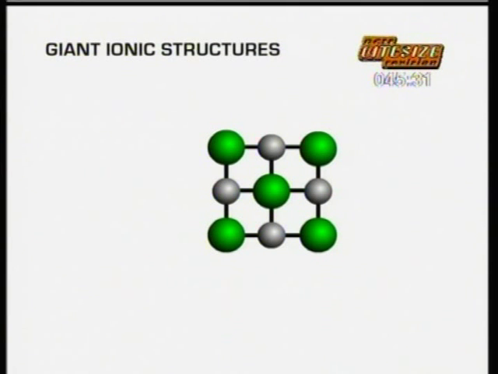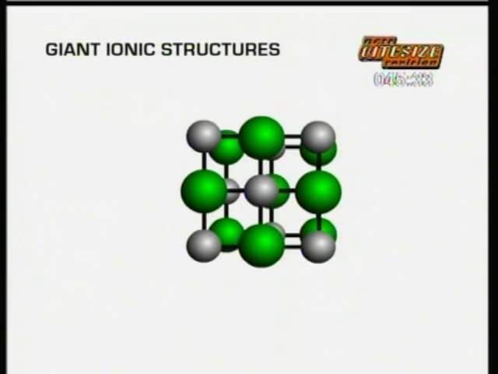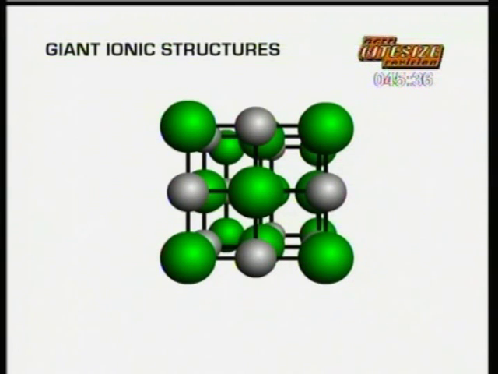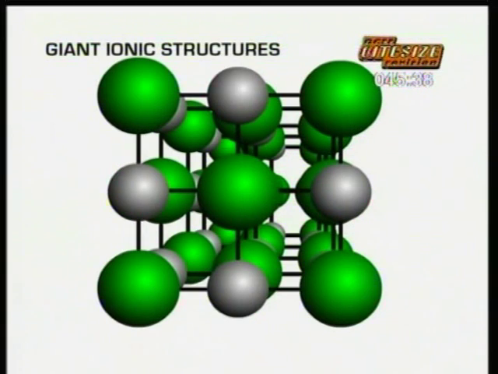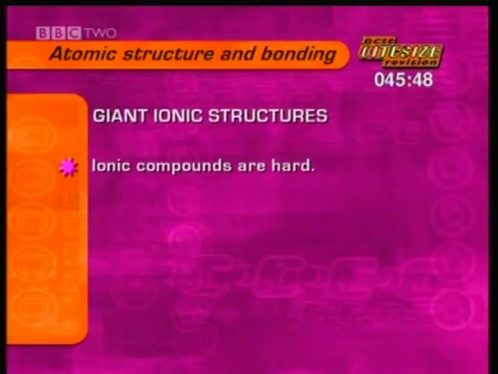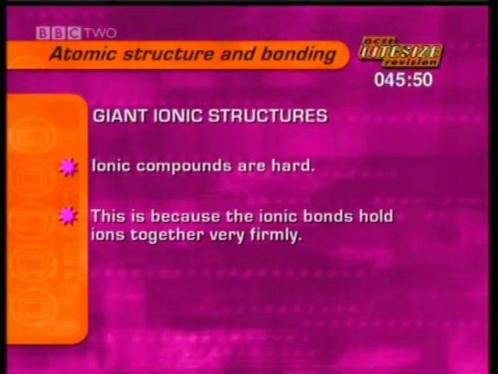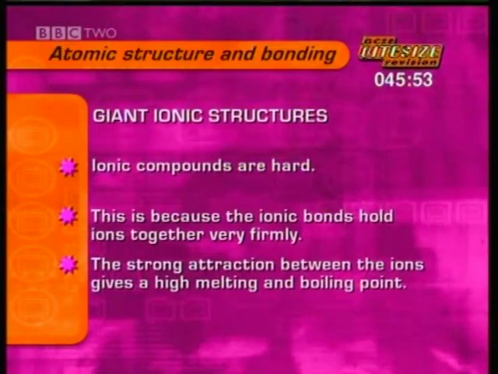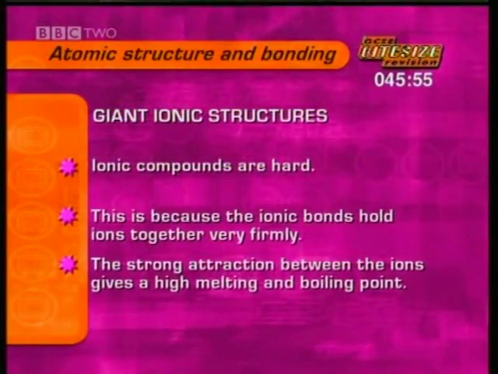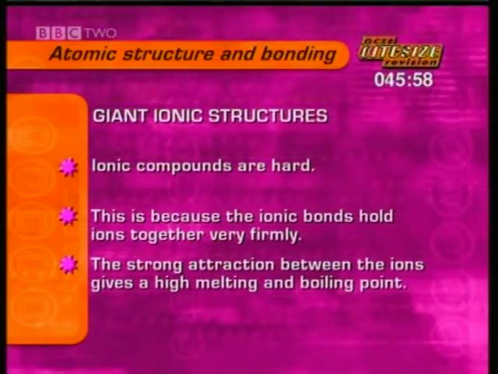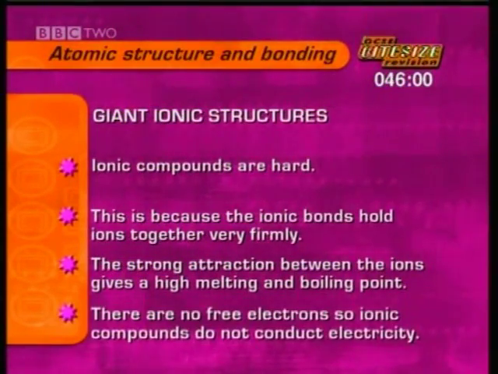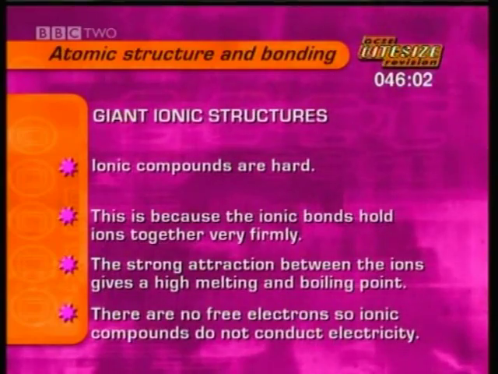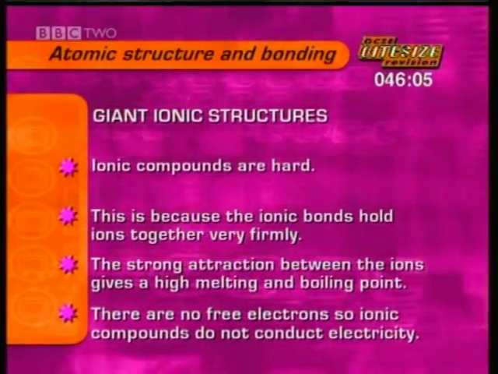This is the atomic structure of sodium chloride, with the sodium and chlorine atoms arranged in a regular pattern. The regular pattern in which the particles of a crystal are arranged is called a lattice. Ionic compounds are usually hard substances because ionic bonds hold the ions together very firmly. The strong attraction between the ions also gives ionic compounds a high melting and boiling point. Because the electrons are not free, solid ionic compounds do not conduct electricity.